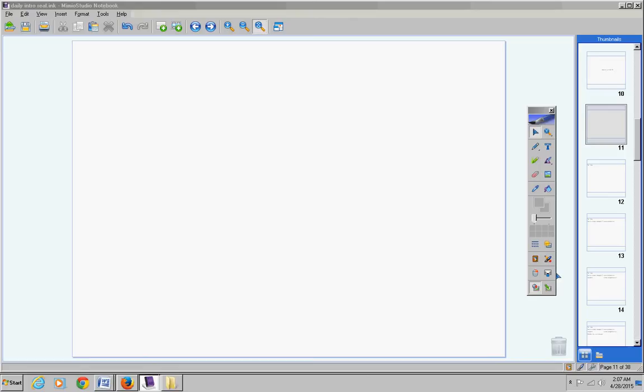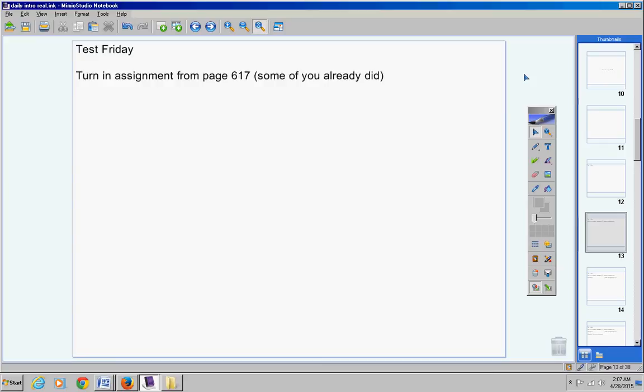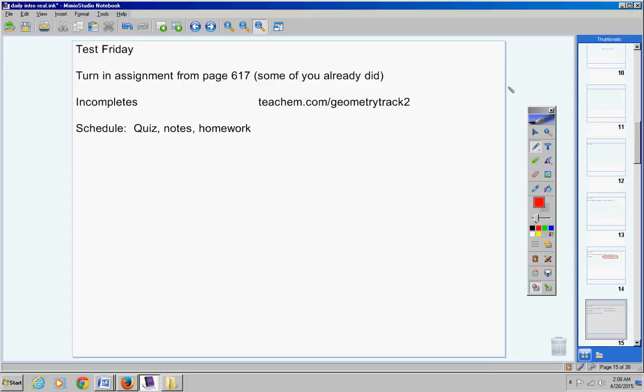Okay, all right, here we go. Let's see what we have first here. Test on Friday, so please don't forget that. Go ahead and turn in your assignment from page 617 from yesterday. Some of you already did turn it in, but those that did not, put your name on it and turn it in now. Incompletes, there are none because we haven't done homework for quite a few days. There's no incompletes. If you miss a day of class, go to this website here, type in the date that you missed, and follow the instructions.